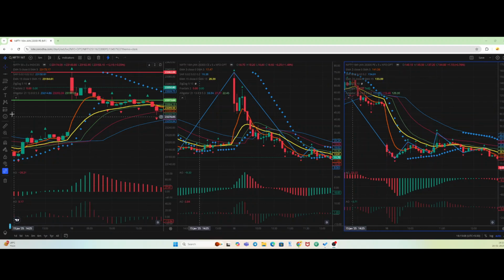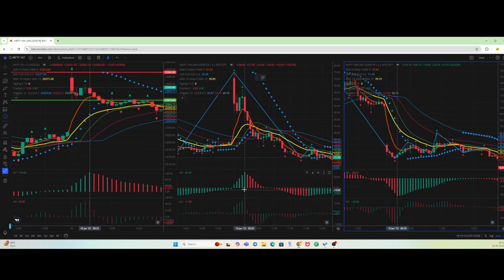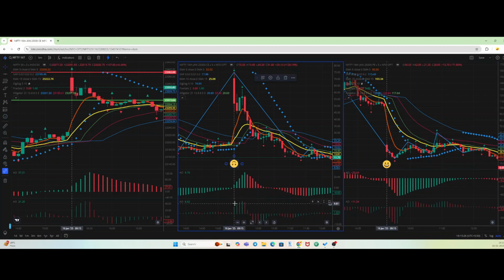Here if you see, I have the alligator and accelerator indicators. On the CE side they are not supporting, only the PE side it is supporting. Here both the accelerator indicators are supporting, but on the CE side it is not supporting. So hence I am putting the reverse smiley.